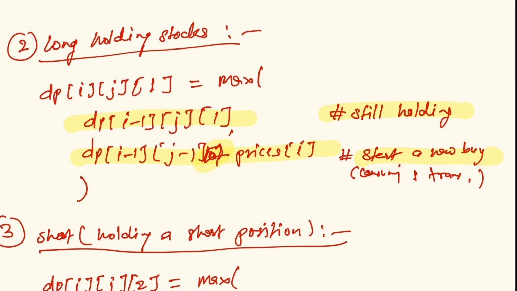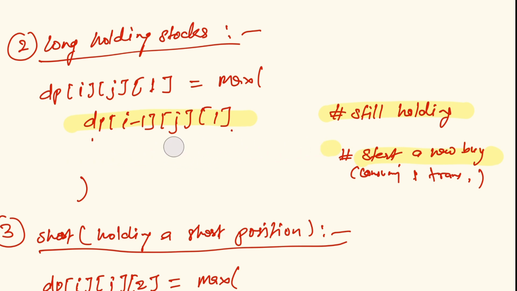Let me rewrite it again here. So I'll clean it here. Very first, when we are still holding, then we'll use what? dp at i minus 1, and because we are holding the stocks, i minus 1 should be there. Then there should be j minus 1, correct? And then there should be 0. And then we have to do minus prices. Okay, this is the holding stock.